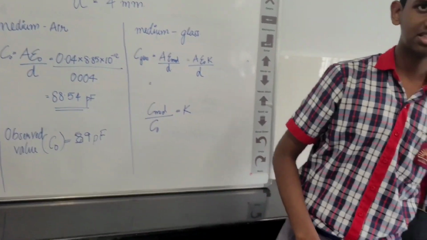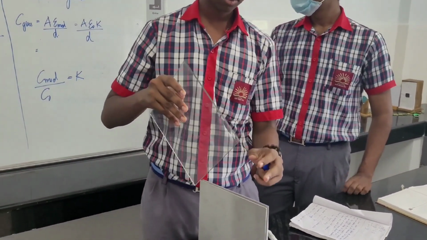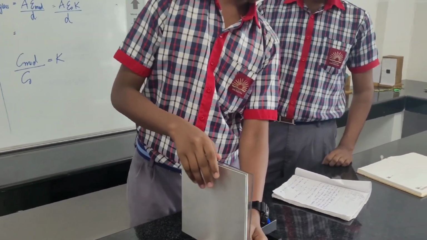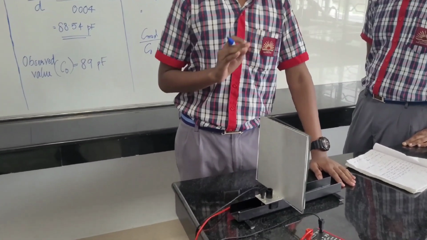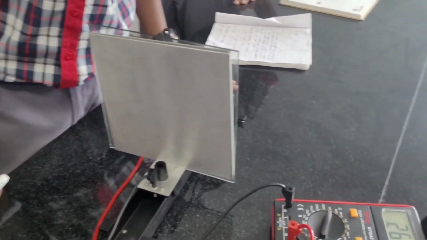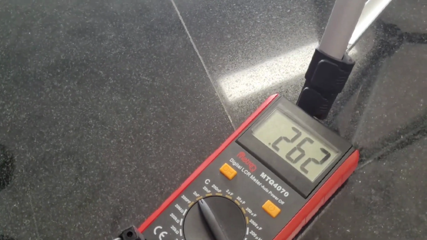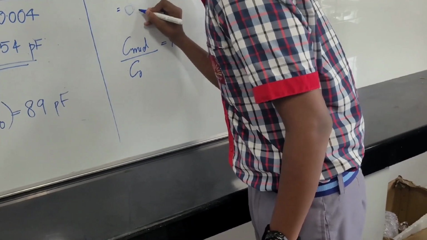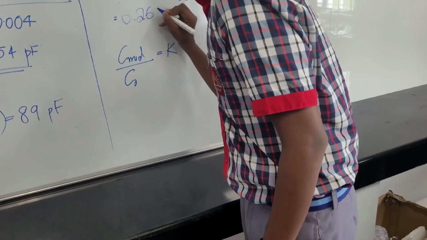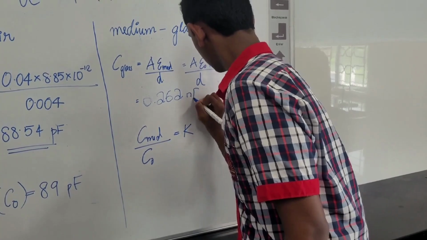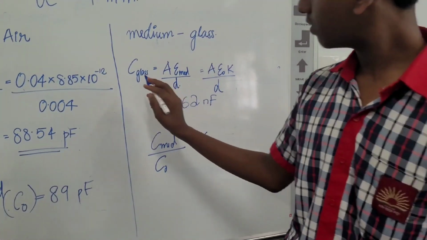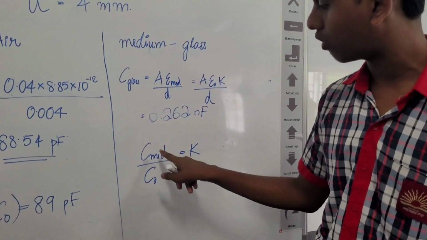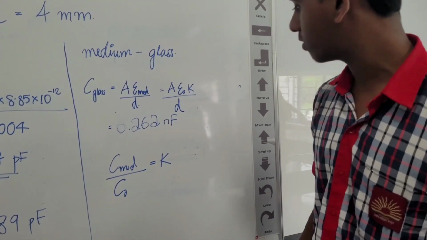Now let's use glass as a medium between the parallel plates, and we are getting a value around 0.262 nanofarad. We are getting C1. Now we can find the dielectric constant by the formula C medium by C0.